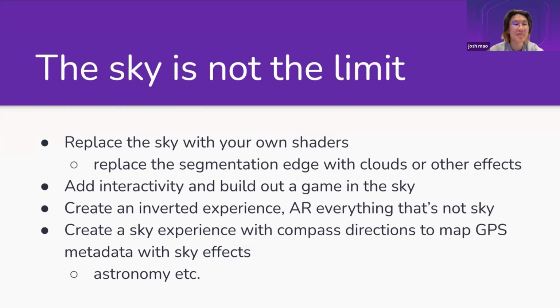And lastly, we've seen people create sky experiences with cardinal compass directions. So you can map GPS north, south, west, east data with sky effects to map real world stars or planets or anything related to astronomy in the sky. That's a really cool idea, to use AR to show people where constellations are and how the moon phases are going to be, all of these experiences related to the real world.